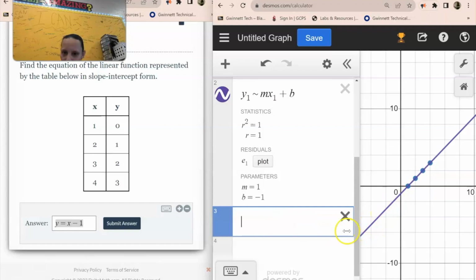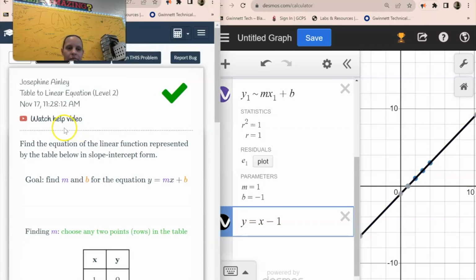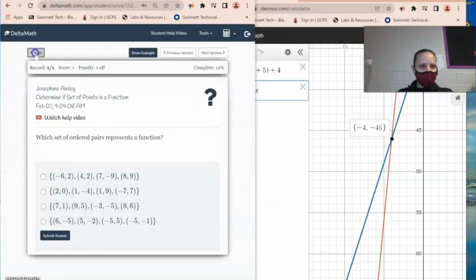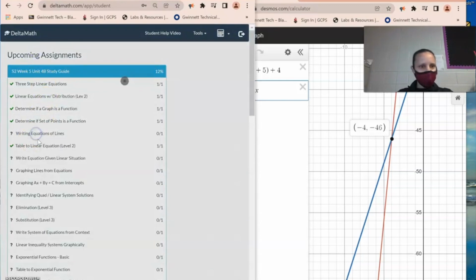If I get this purple line right over it, I know that I'm right. Is my black line over the purple line? It is. By clicking this, you can see that. Once you know you are correct, hit submit. All right, so it doesn't matter what it is. All right, then we're going to go back to writing equations of lines.